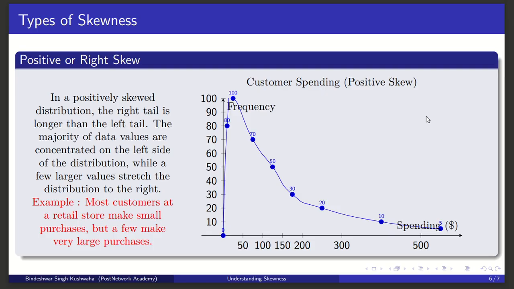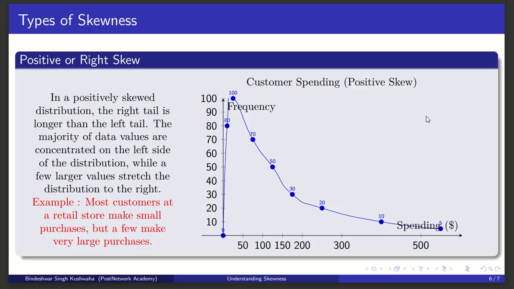Now see the example. Most customers at a retail store make small purchases, but a few make very large purchases. You can see that on the right side. Few customers make large purchases and that stretches the distribution to the right. So this distribution is a skewed distribution.